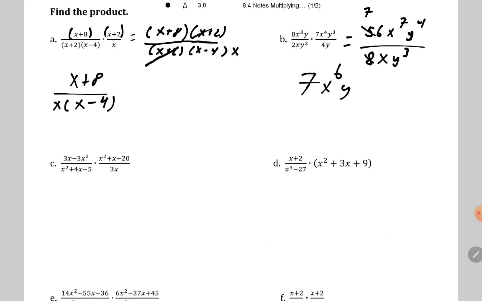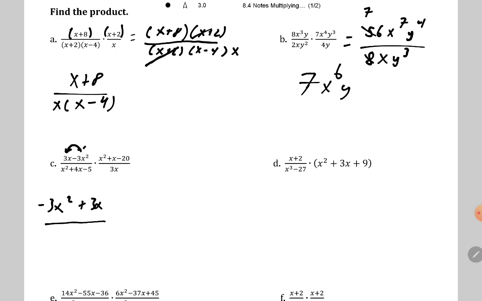Part C. Okay, this one we definitely need to factor. So hopefully you remember your factoring techniques. What I'm going to do is rearrange this first. So let's rewrite this: negative 3x squared plus 3x. I just flipped those around. We have x squared plus 4x minus 5. And so that first one up there I just rearranged.